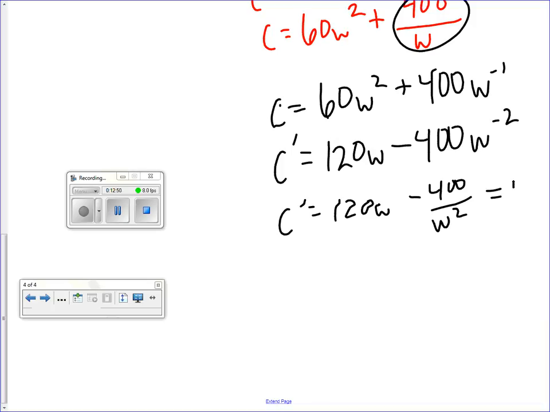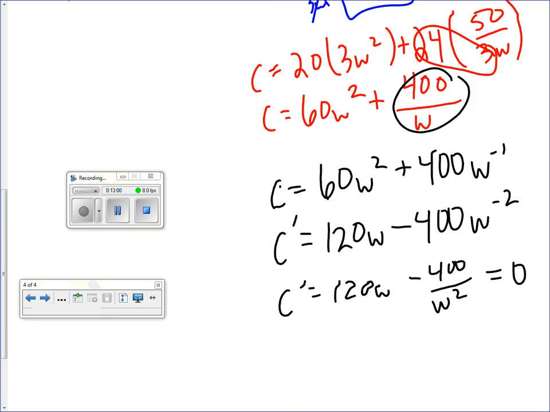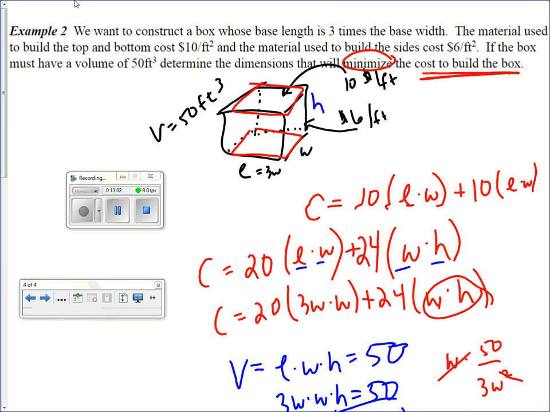So I'm optimizing this. I want to find my critical point. I should think about my domain. I skipped that part. Let's go back and look at the text just to think about the domain. We weren't really given any constraints about the size of the box. It was more about the cost. But we do know that everything has to be positive. So my domain is going to be all positive numbers. So 0 to infinity is my domain. I have to have positive numbers here. It wouldn't make sense to have negative numbers.